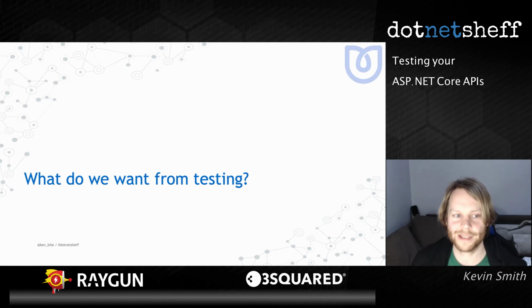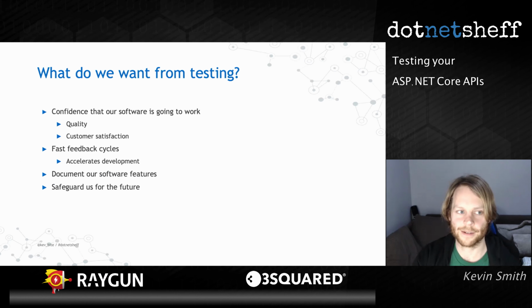So that brings me to questions like, what do we want from testing? These are a couple of things I listed down when I was thinking about this. The whole point of testing is to bring confidence that our software is going to work in production. Having that confidence just means you've got better quality software in general, and that means people are going to have better satisfaction using your software. They're not going to have loads of error messages popping up, and it's not going to be doing things you don't expect it to do.